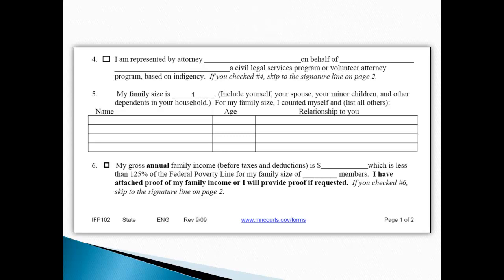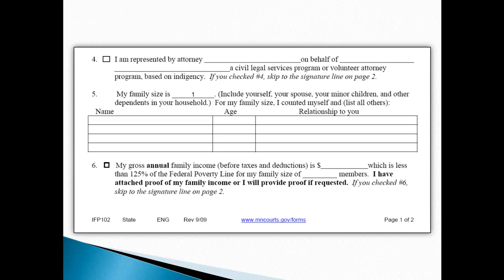Next, look at the income guideline chart and the instructions for the fee waiver forms. Calculate your gross annual household income and determine if, based on your household size, your income is less than 125% of the federal poverty line. If so, check the box for question 6 and write in your gross annual family income and your family size.